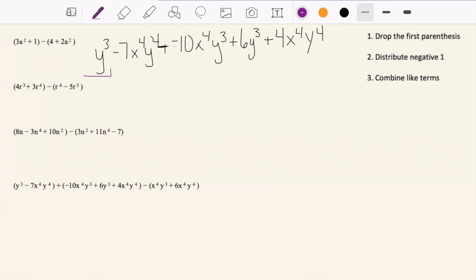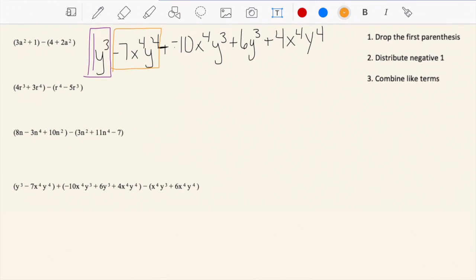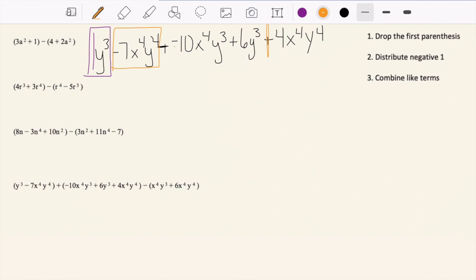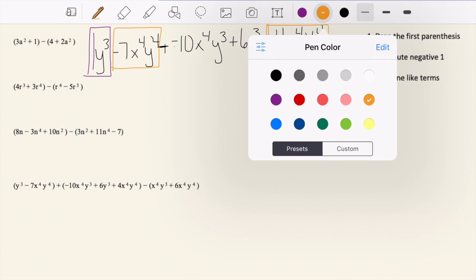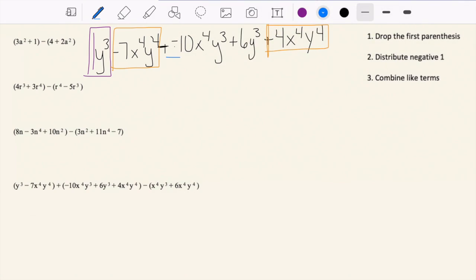So we have 1 y to the 3rd, invisible 1 right there. We have negative 7 x to the 4th, y to the 4th. We have positive 4 x to the 4th, y to the 4th. Then we have negative 10 x to the 4th, y to the 4th. And then I even forgot this one right here, y to the 3rd.